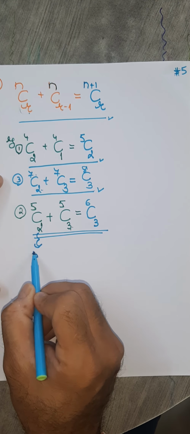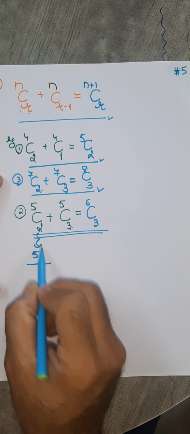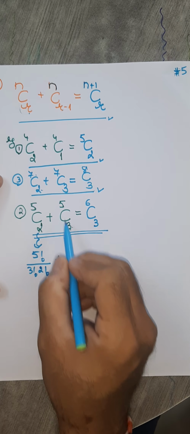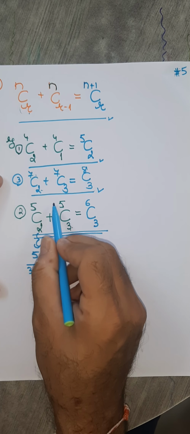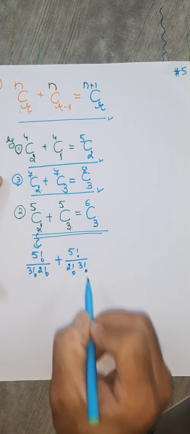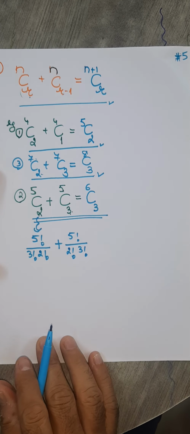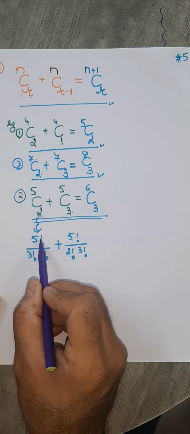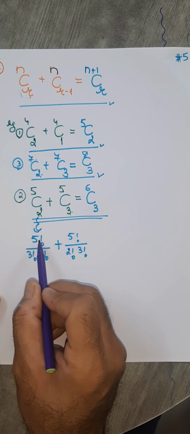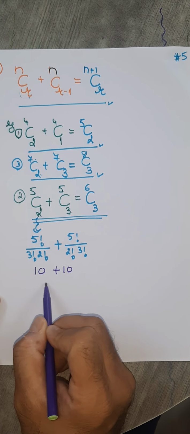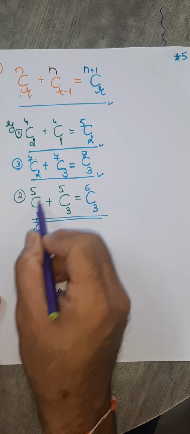What is this? 5 factorial upon 5 minus 2, which is 3 factorial into 2 factorial. Plus, what about this? 5 factorial upon 5 minus 3, which is 2 factorial into 3 factorial. Fine. So here, how do we simplify? 5 into 4. So 3 factorial will get cancelled. 20 by 2. So this is 10 and this is also 10. So we'll get 20 on the left hand side.